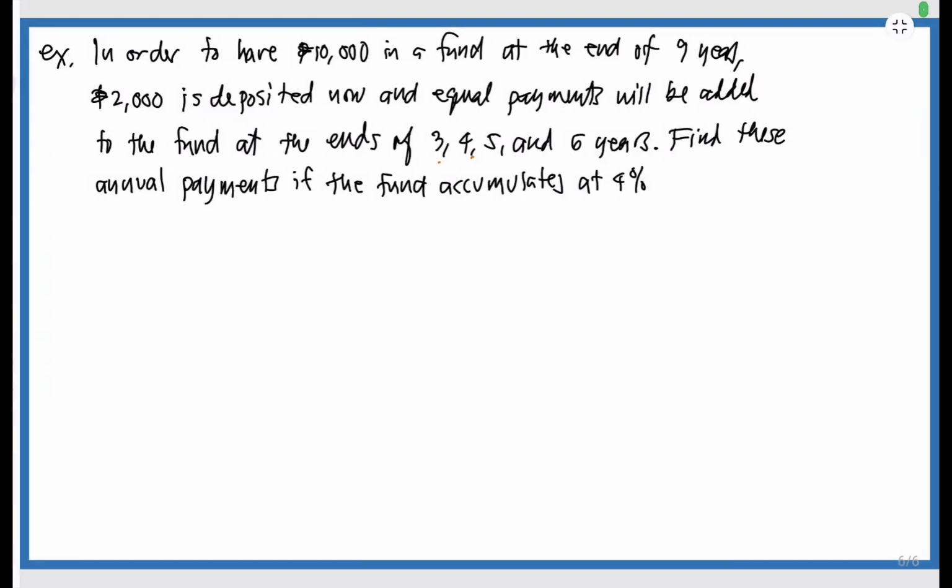Okay? So for our last problem: in order to have 10,000 pesos in a fund at the end of 9 years, 2,000 pesos is deposited now, and equal payments will be added to the fund at the ends of 3, 4, 5, and 6 years. Find these annual payments if the fund accumulates at 4% per annum. Understanding? So, how do we go about this problem?